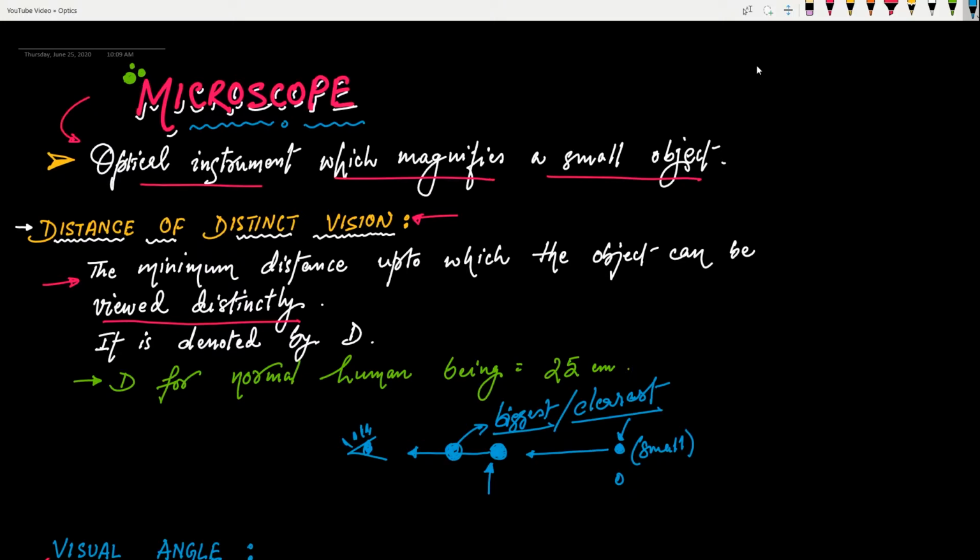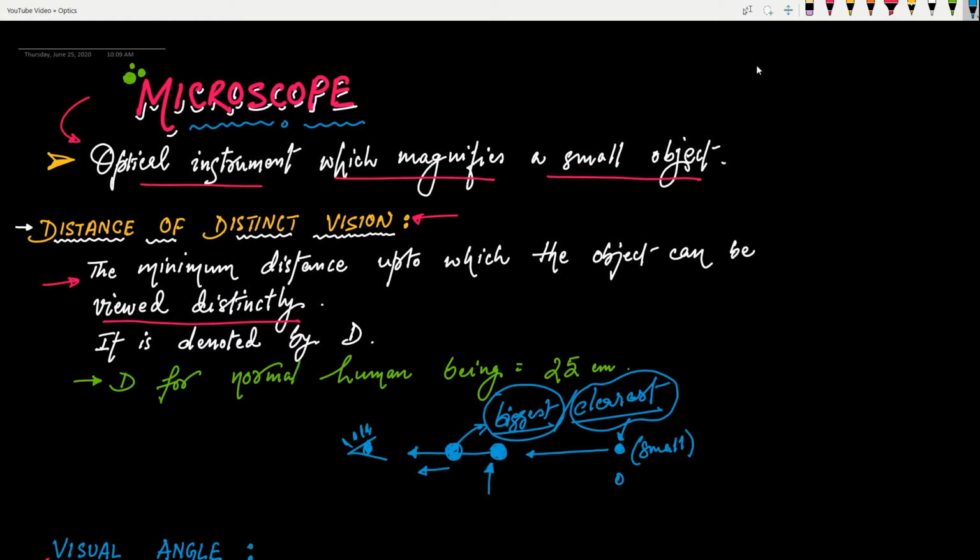Now if we start to move this object closer to the eye, what happens? The object will start to become bigger, but one thing will happen. The object will no longer be the clearest. It will start to become hazy. It's very easy. You can take a small object and bring it very close to the eye. You will see that object becoming bigger, but if it is very close to the eye, then you'll see that object as a hazy object.